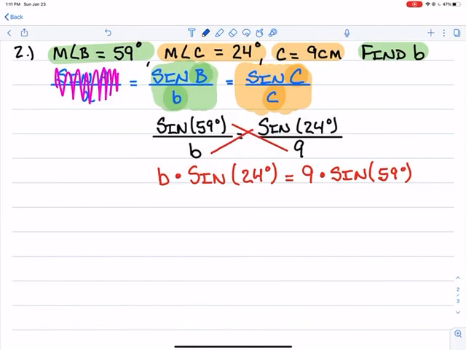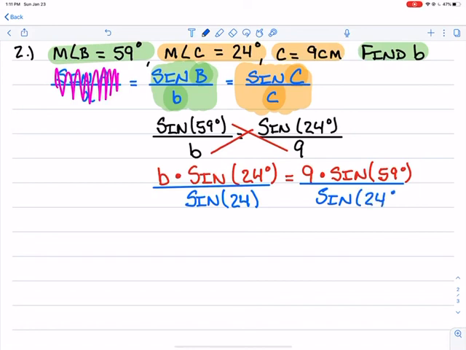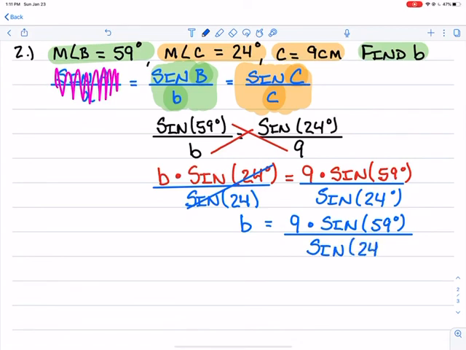Now, to get B by itself, I need to divide both sides by the sine of 24. And that'll cancel. We have B equals 9 times the sine of 59 degrees divided by the sine of 24 degrees. And from here, it's a calculator problem.